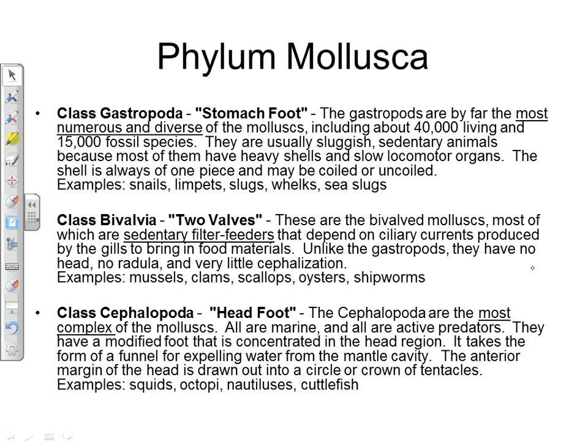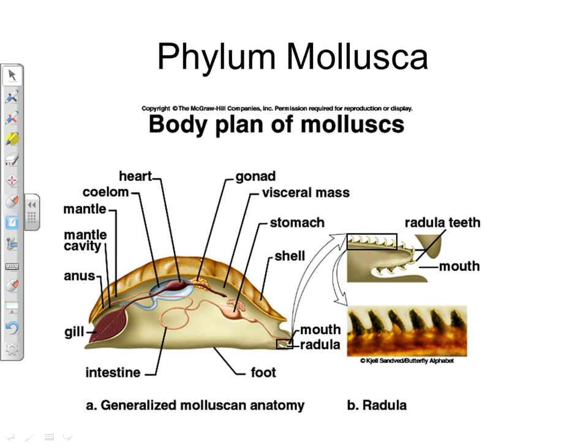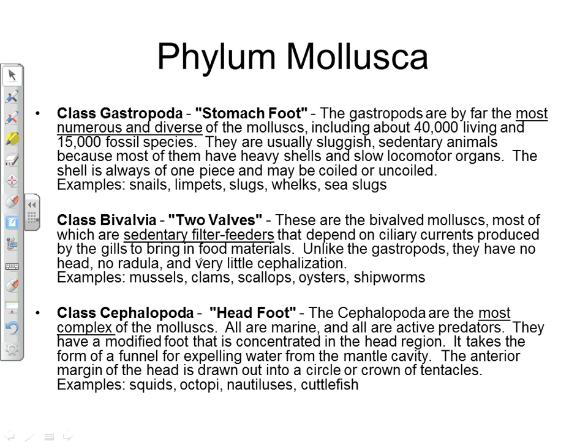Bivalves, the second class, that term means two-shelled. So these are like your clams and your mussels and your oysters. Again, most of them are sedentary, and they're filter feeders. They actually pull water in, sort of like a sponge, filter out nutrients, go from there.